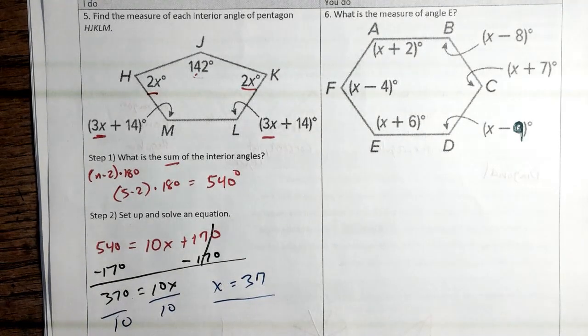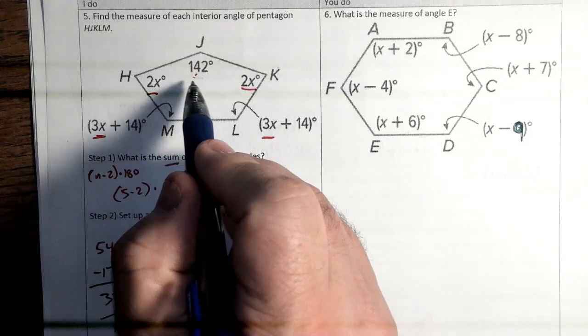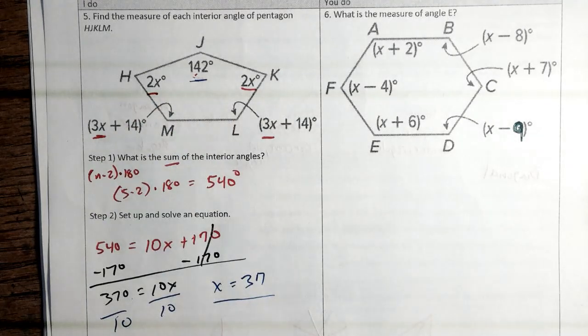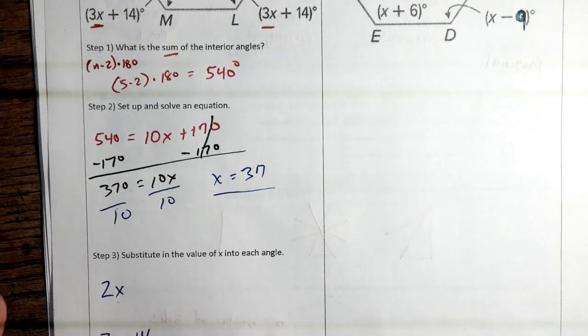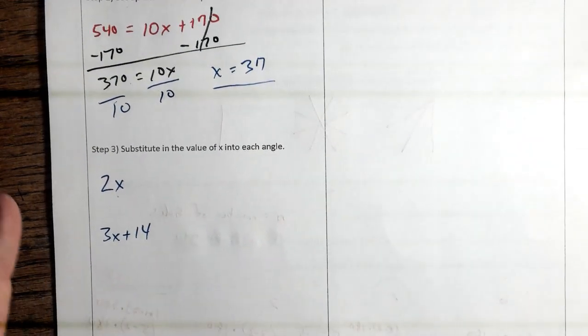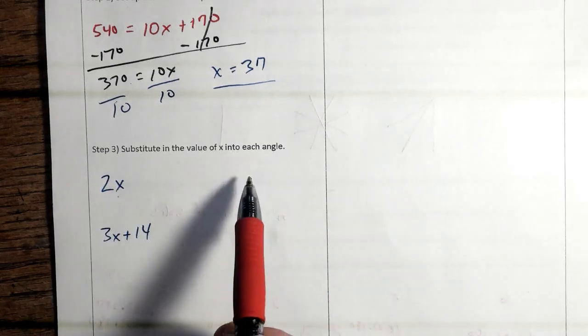Now, they're going to ask us to substitute in the value of x for each angle. So I'm going to write these. We have a 2x. We have the 142, and we don't have to substitute. And then the other two angles are 3x plus 14. I'm trying to limit our writing here, so I wrote those down below. So they want us to substitute in x to solve for the angles here.